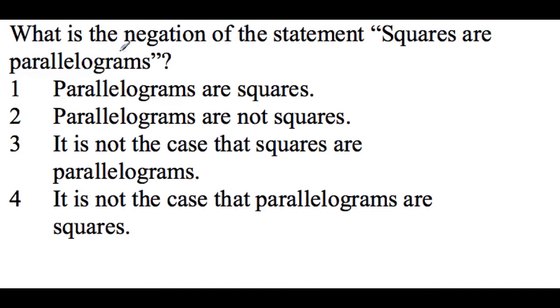Now, how about the next statement? What is the negation of the statement? Squares are parallelogram. Then we are looking for something that says squares are not parallelogram. That's not the same as parallelograms are not squares, but we are looking for the other way around. Squares are not parallelogram would be the negation, and the closest one in this case would have been choice 3. It is not the case that squares are parallelogram.